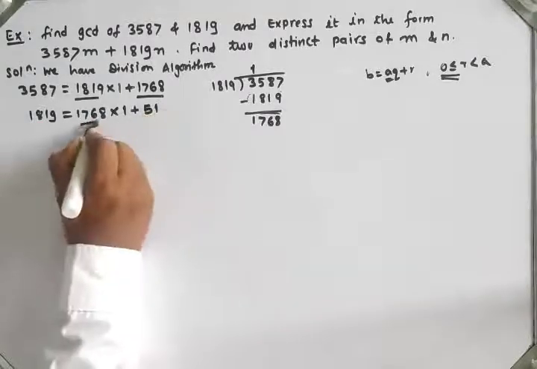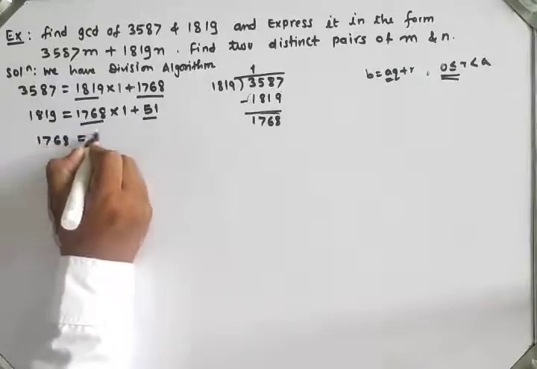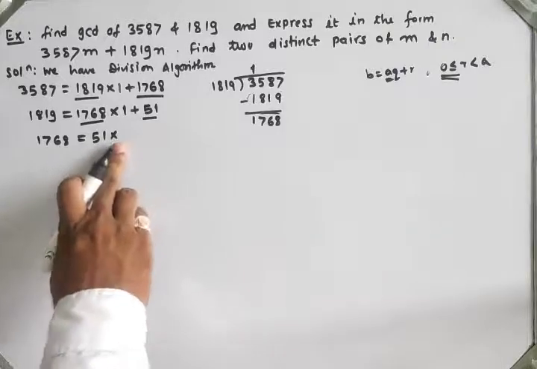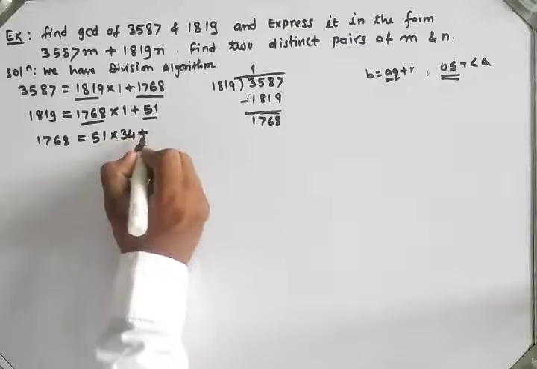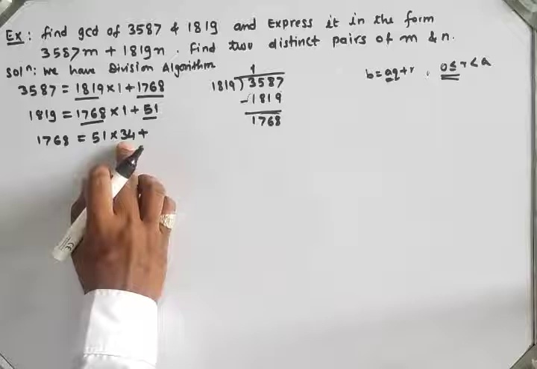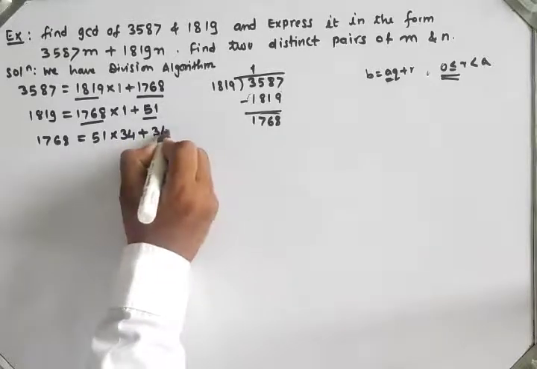Now again we apply the division algorithm between these two. 1768 divided by 51: what will be the quotient? The quotient will be 34. So 1768 minus 51 into 34, and the remainder is 34.